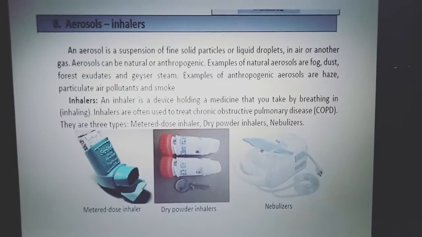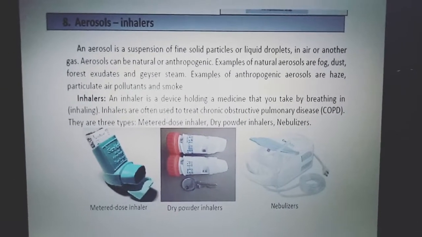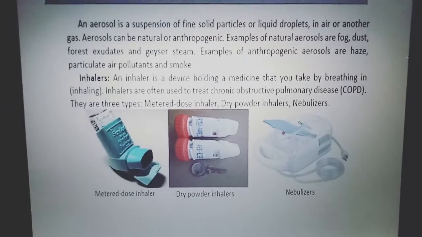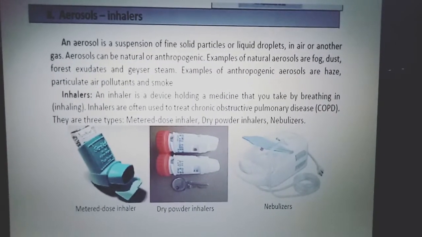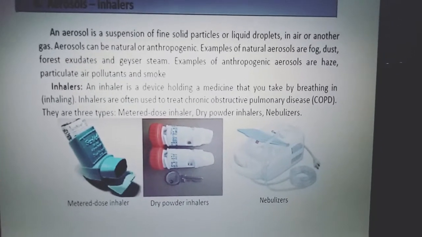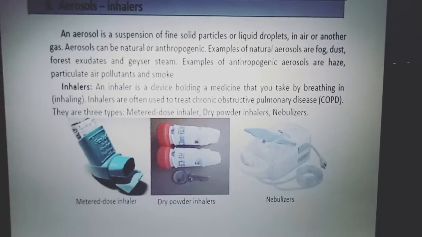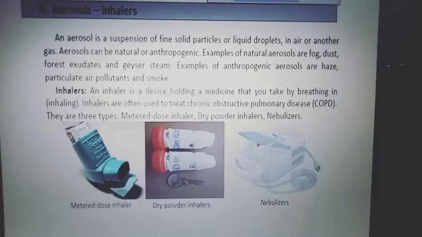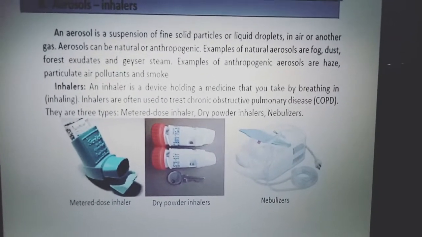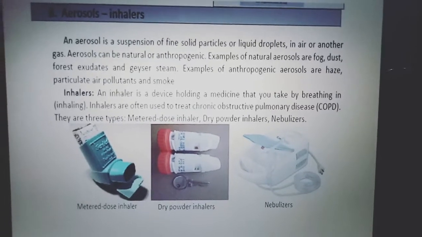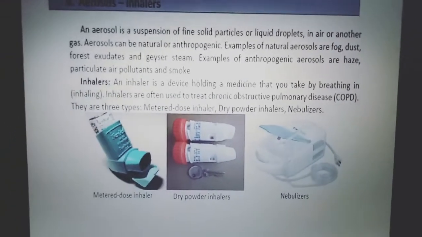Today's topic we'll discuss is aerosols, inhalers. Now, aerosol. An aerosol is a suspension of fine solid particles or liquid droplets in air or another gas. Aerosols can be natural or anthropogenic. Examples of natural aerosols are fog, dust, forest exudates. Now I'll explain the aerosols.